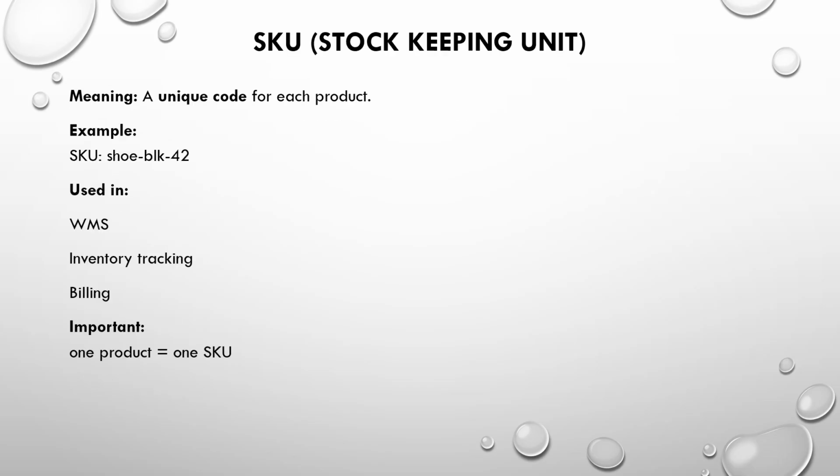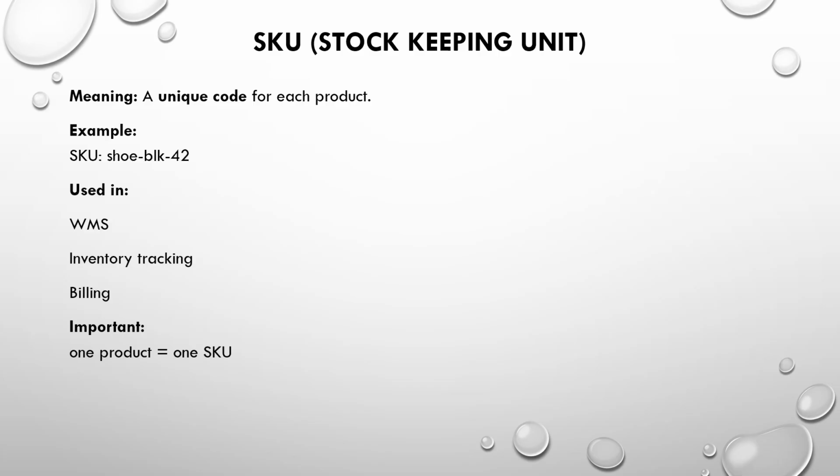Now let us understand SKU, which stands for Stock Keeping Unit. An SKU is a unique code given to each product in a warehouse. This code helps to identify, track and manage products easily. Example of SKU. An SKU like SHOE-BLK-42 means shoe product, black color, size 42. Even a small change in color, size or model will create a new SKU.